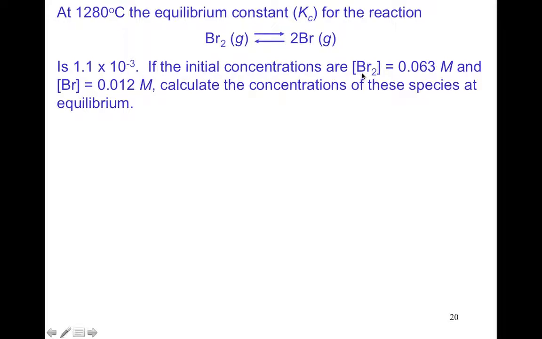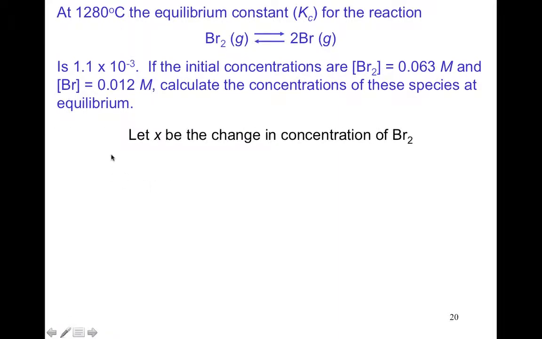If the initial concentrations of diatomic bromine is 0.063 molar, and bromine is 0.012 molar, calculate the concentrations of these species at equilibrium. So we don't know if they're at equilibrium yet. We're assuming they're not. So to get to equilibrium, we have to figure out what's the concentration of diatomic bromine and what's the concentration of bromine when they are truly at equilibrium.